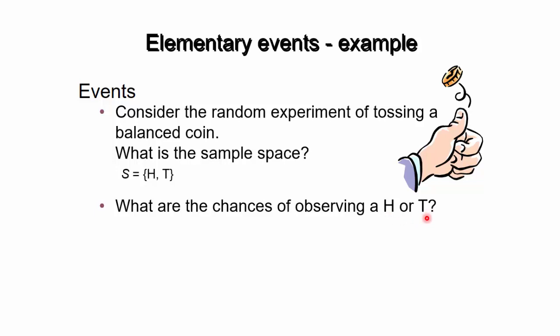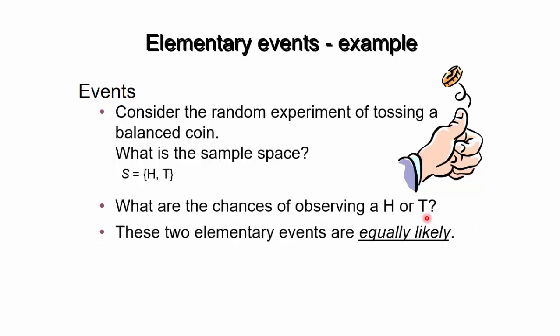Now both these outcomes have equal chances of happening. So these two elementary events are called equally likely events, in the sense both have the same chance of happening, 50%, 50%.